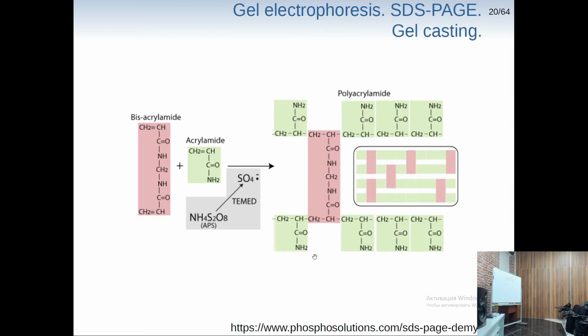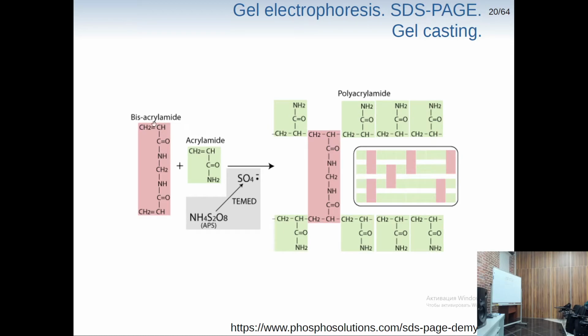Only 4 chemicals that you need. Actually, 5. You need a buffer also. You need acrylamide, bisacrylamide, and something that provides free radicals for the polymerization. Here we'll have APS as a provider of free radicals and TEMED as a catalyst for APS to provide them.